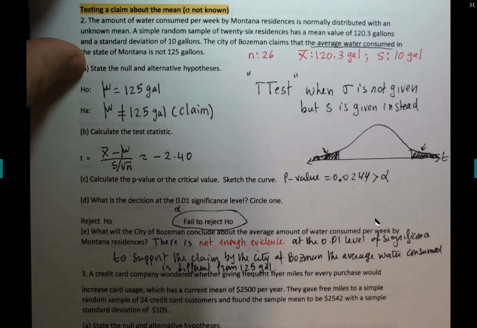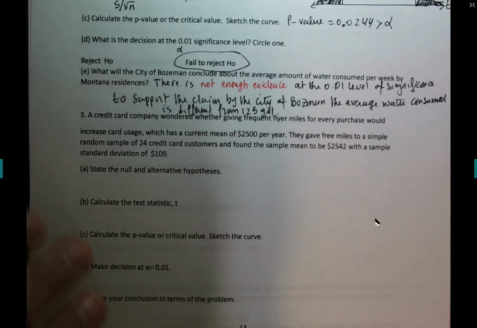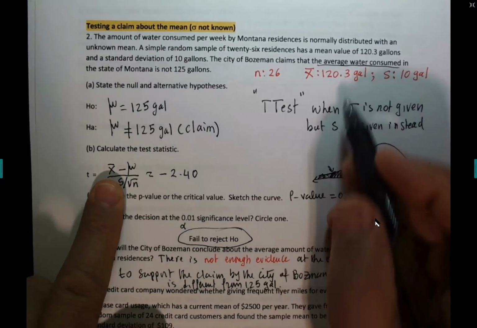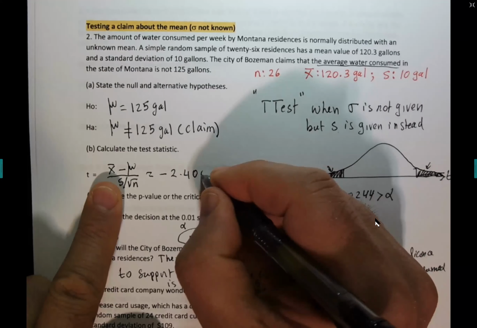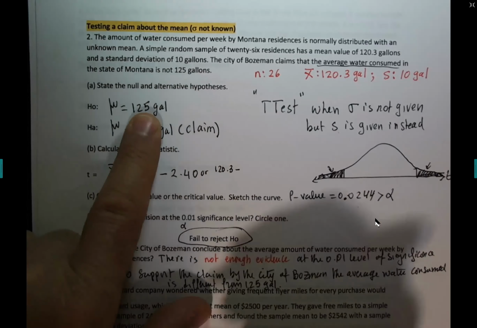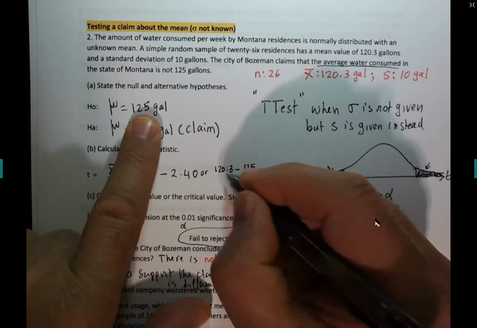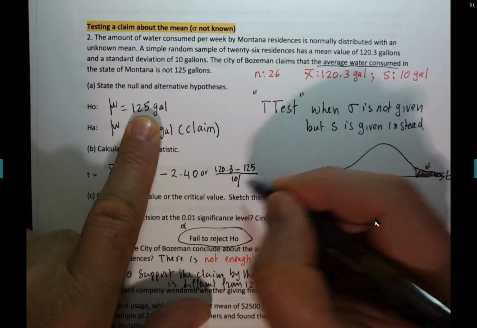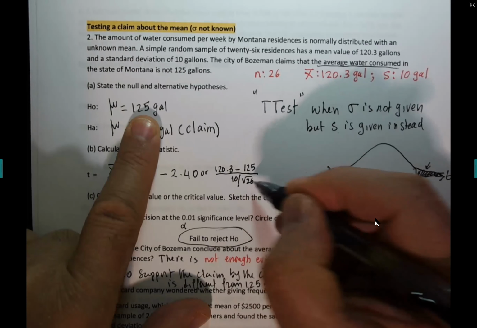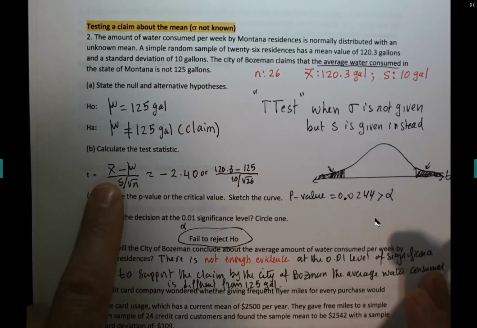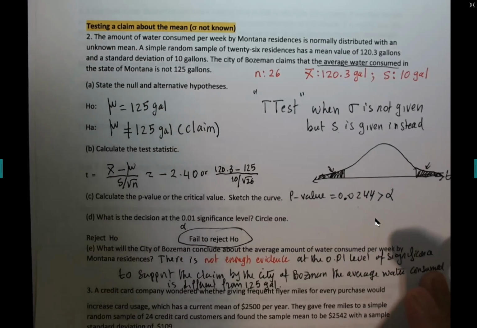Okay, let's do this next question together. What I wanted to show you guys, had you put here X bar, which is 120.3, minus the mean, which you get from the null, 125, and had you divided by S, which is 10, over the square root of 26, you would have gotten just negative 2.40. So that's what's programmed into the calculator. This formula is programmed into the calculator, guys.